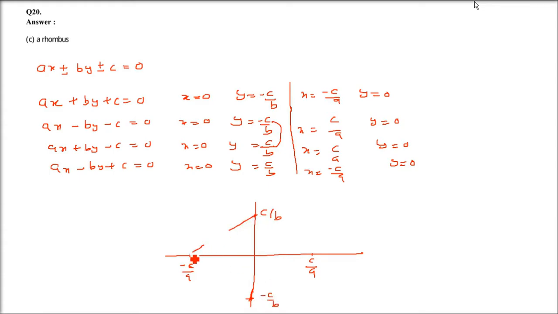So now just join these points. What kind of figure do you see? First thing is, all the sides are equal and the diagonals are at 90 degrees. So let me tell you one of the sides. It's the square root of c by a whole square plus c by b whole square. For each one, this is the length you are going to get. So you have this as a rhombus.